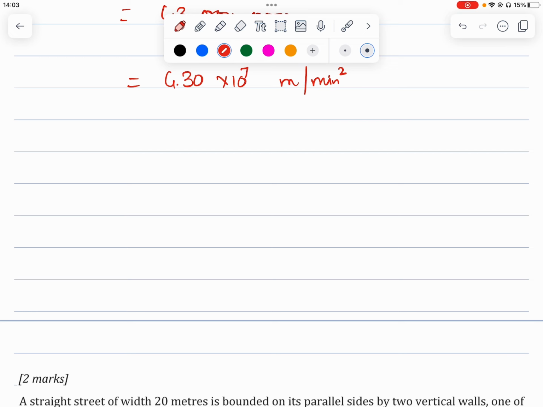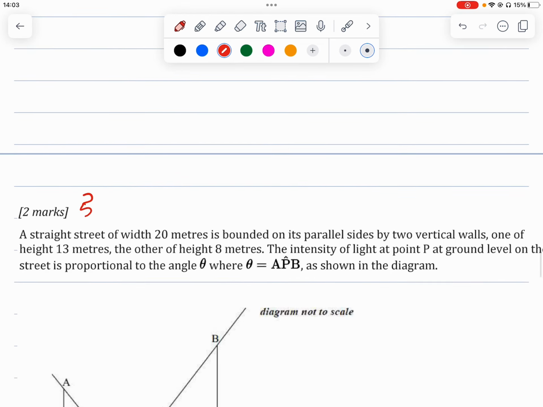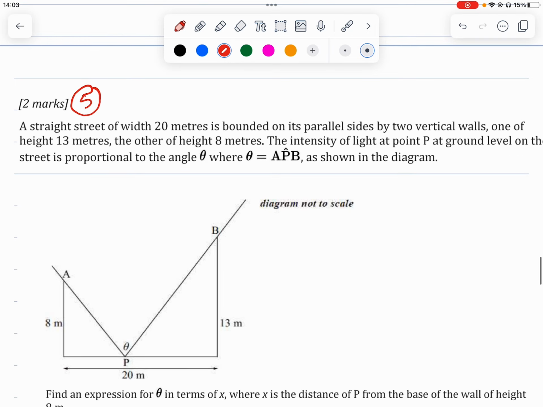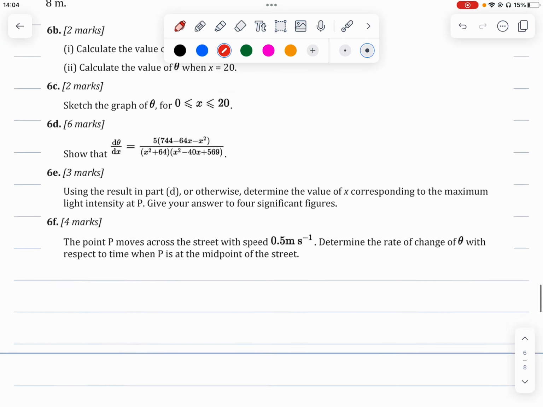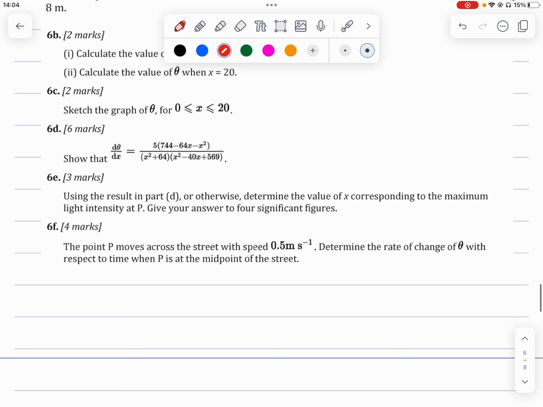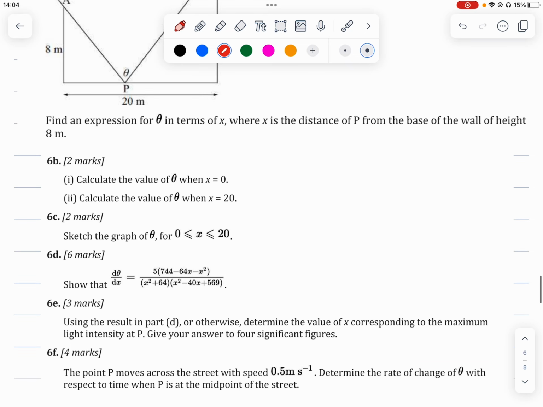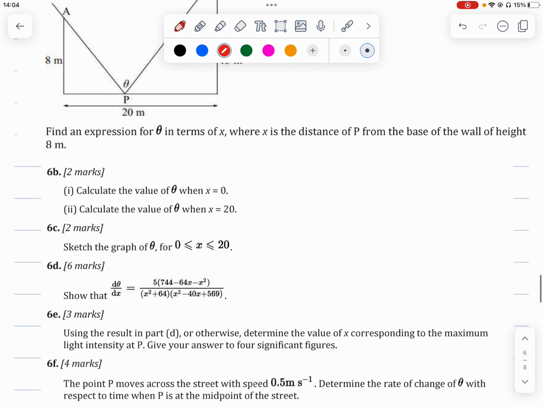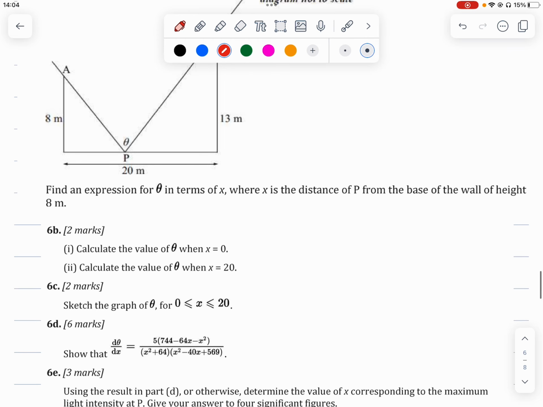Now coming to question number 5. A straight... first, it is a 2 marks question, and this is a very big question, a very wordy question. A clear diagram needs to be there with the variables, and do some calculus so that we will be able to easily understand the solution.